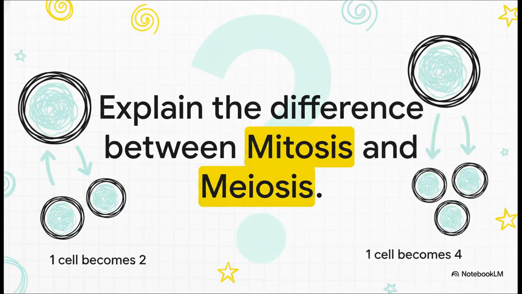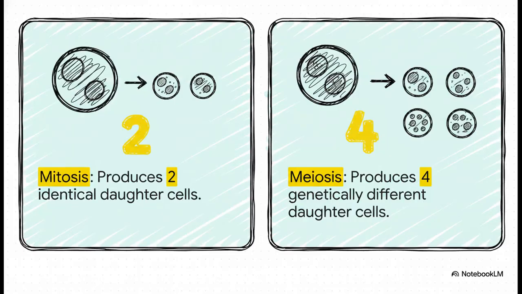Okay, next recall challenge. This is a classic. Briefly explain the difference between mitosis and meiosis, specifically focusing on the number of daughter cells they produce at the end. Just focus on that final number. And here it is, the key difference.